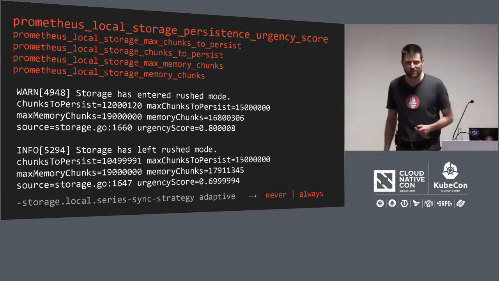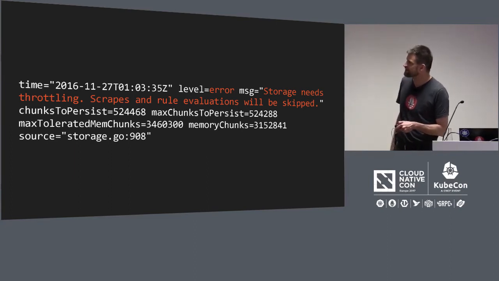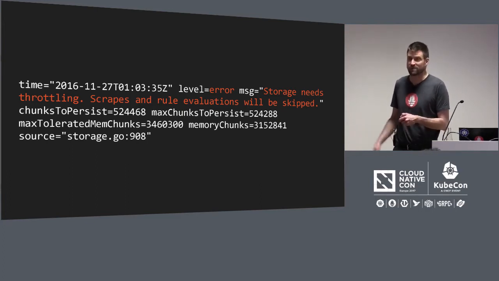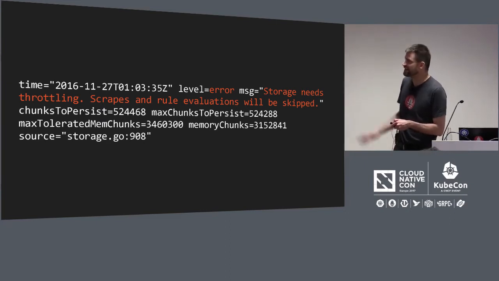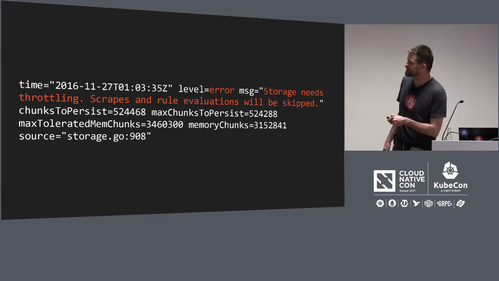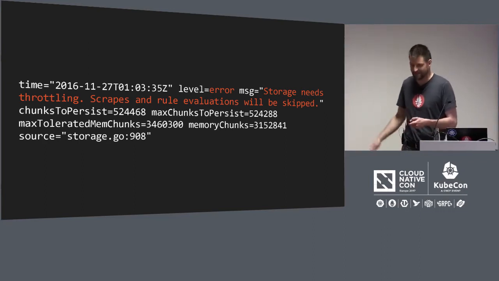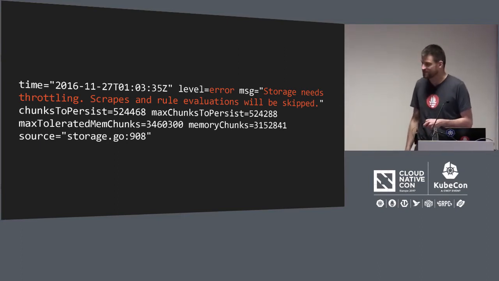Okay, so this has happened if you're rushed, if your urgency score ever hits 1. It also tells you the reason. So in this case, it's because we have hit the max chunks to persist. It could also be the other way, that your memory chunks go up too much, perhaps because you have queries that pin too many or other reasons I'll talk about in a second. And it even tolerates 10% more than the configured value, but then it also gives you this dreaded message, ingestion is throttled. This is horrible for various reasons. We don't even need to discuss that. You should definitely avoid that. If that happens ever, or even more than once, you should do something.